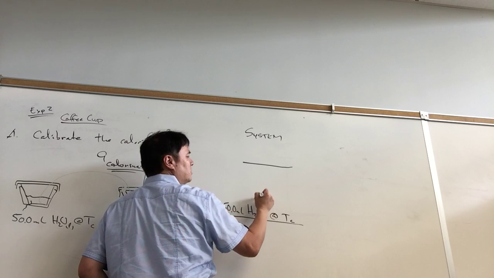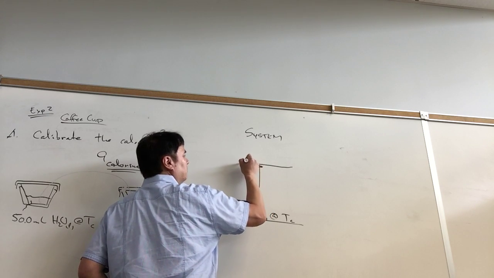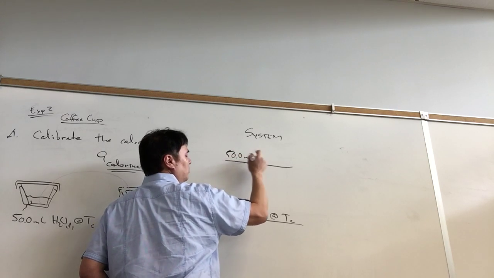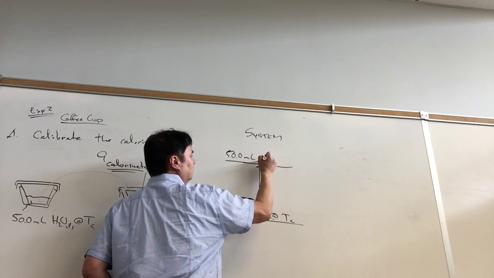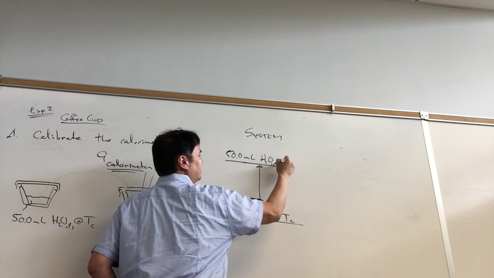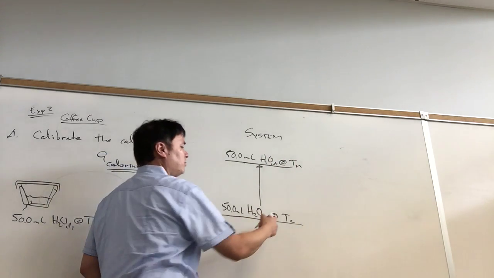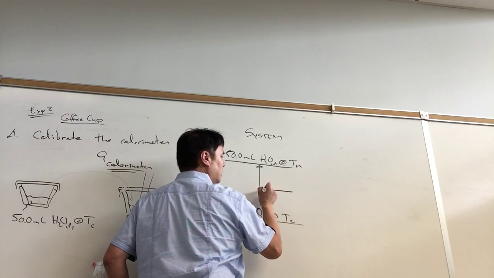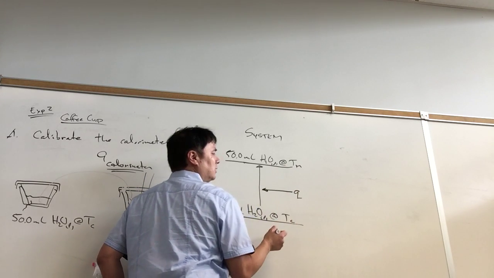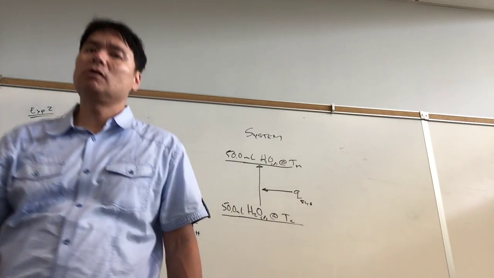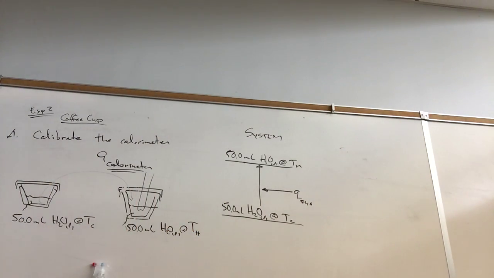And then our system is going to warm up here. So we'll end up with 50.0 milliliters of water at T mix. And so we went from T cold to T mix. And so some amount of heat was added to the system. Okay, how much heat was input into the system?